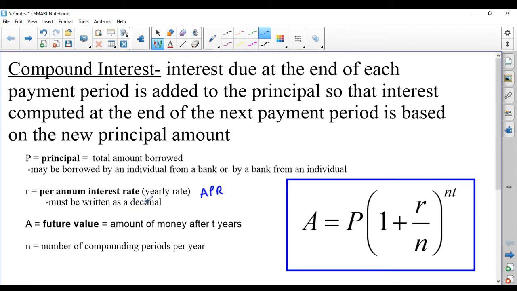When you plug an interest rate into any of these equations, it must be written as a decimal. So for example, 8%, we would write as 0.08 and so on. Capital A is future value. That's the amount of money you have after 2 years. So you start with your principal and you end up with your future value. And n is the number of compounding periods per year and will vary in each of the problems.